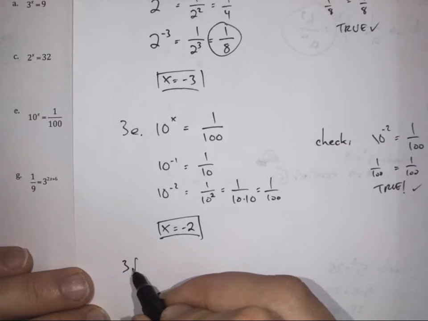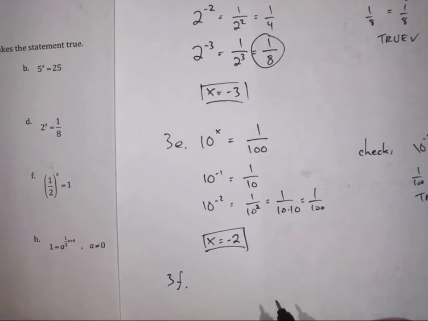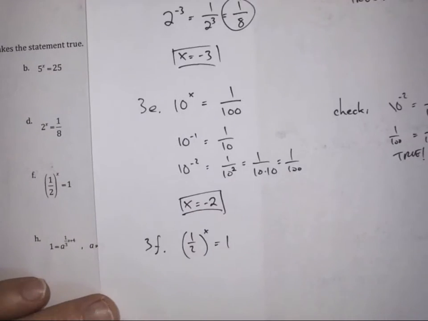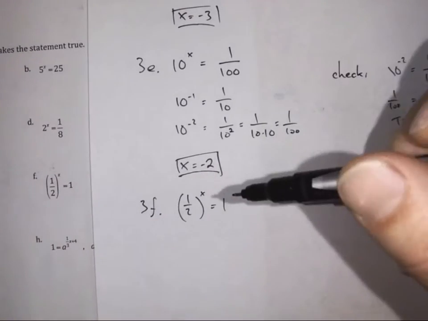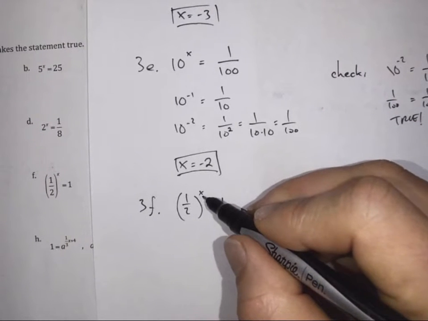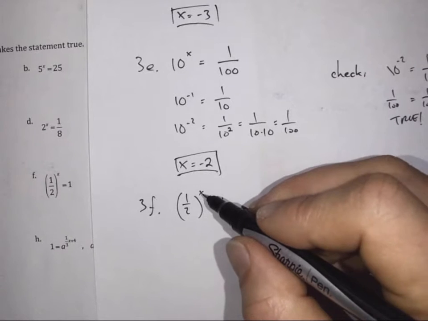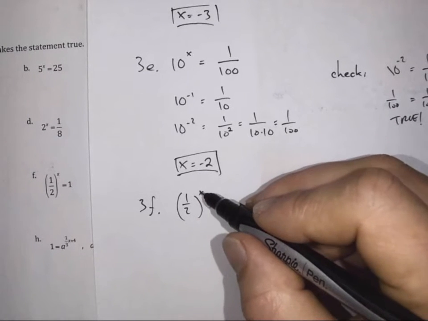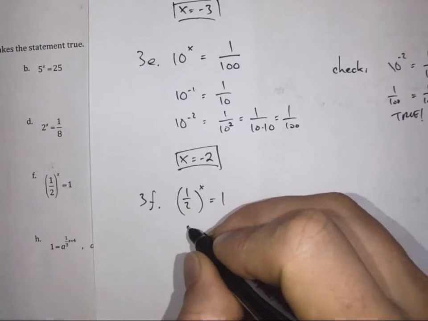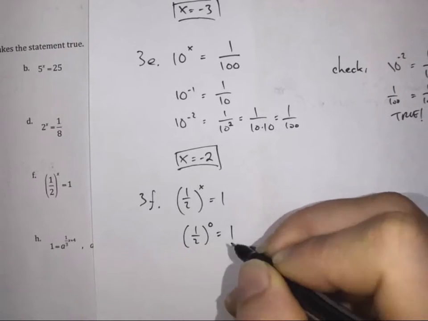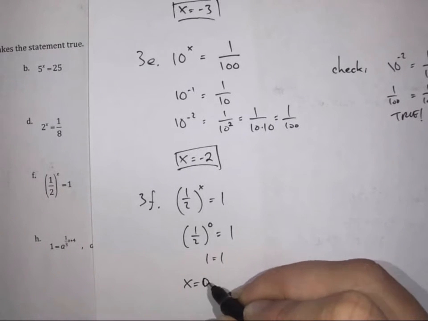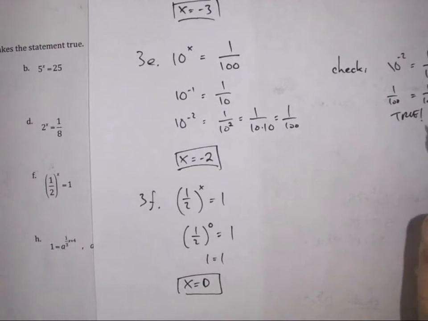Okay. So 3F. I have 1/2 raised to some number, and overall that gives me 1. So that might take a bit of puzzling. However, we know that there is some exponent that, it doesn't matter what's inside the bracket, if you raise it to that exponent, that gives you 1 as the answer. And we know that value is 0. So our x value here is actually 0. That's what we raise half to an exponent of, such that we get 1.